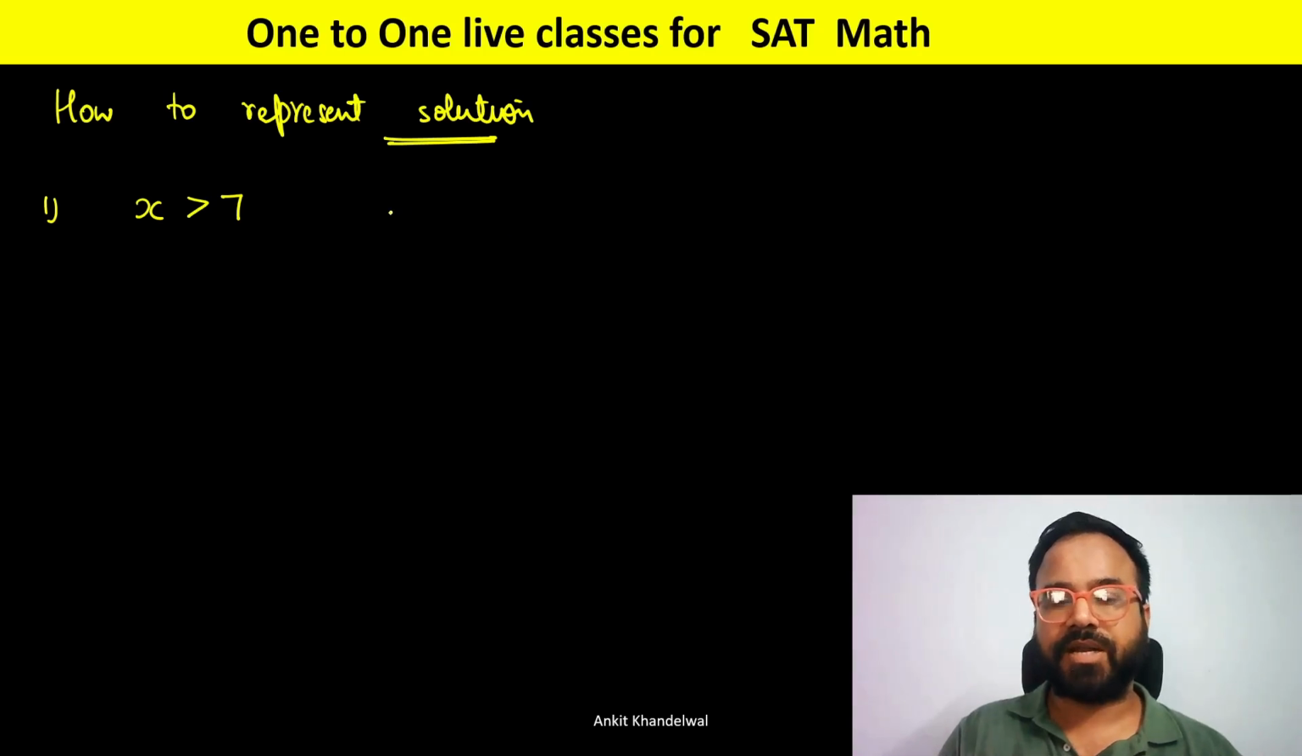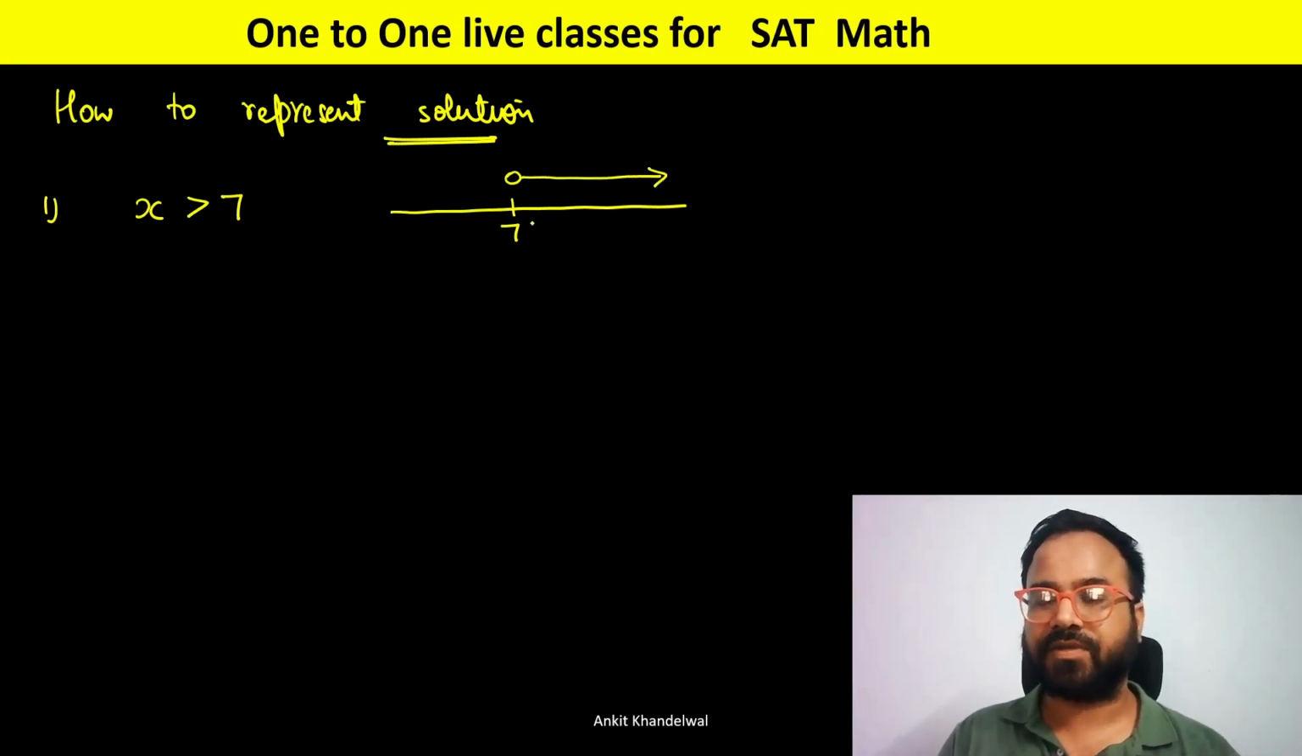On the number line, let's say 7 is over here. x is greater than 7 means all the numbers on the right side of 7, but 7 is not included. So on the 7, we will put an open circle, and we will draw an arrow like this. It indicates that everything on the right side of 7 is part of the solution, but 7 is not.